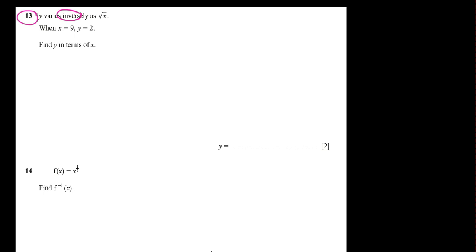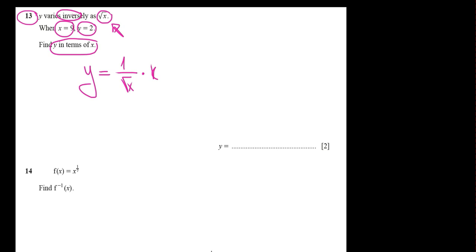y varies inversely as root of x. When x equals 9, y equals 2. Find y in terms of x. The process is very simple. You write y equals 1 over, the thing they tell you over here, root of x, and then you multiply with a certain constant. Let's call that k. You could choose any letter you like.